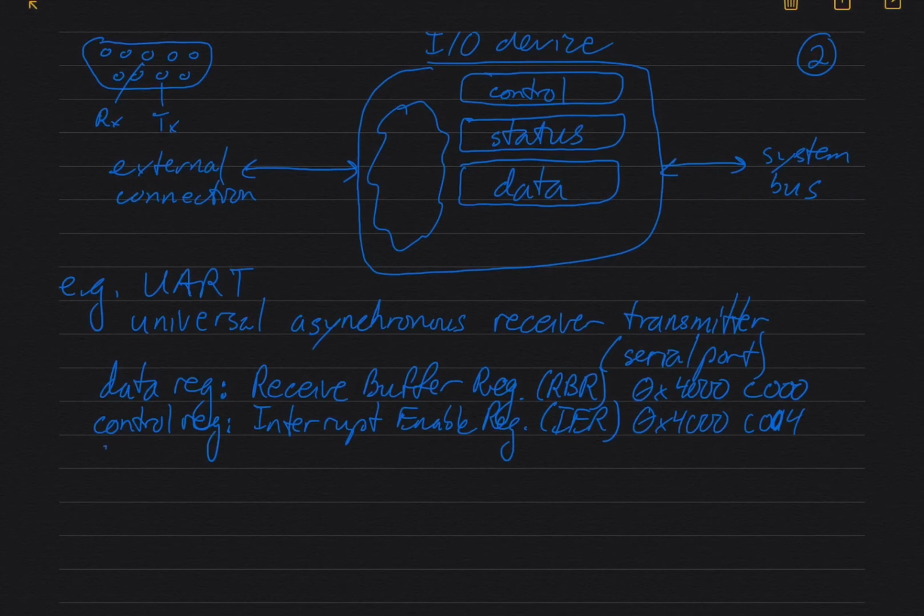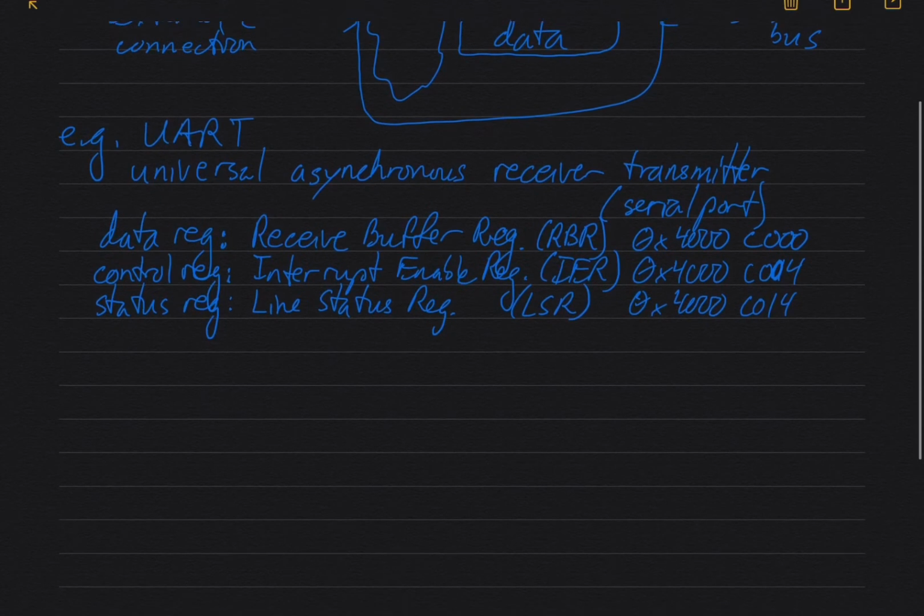Okay, and then an example of a status register on this UART is called the line status register, or you guessed it, the LSR, and that is at the address that I just tried to write above, so 4000C014. Okay, this UART, in its interface, there's somewhere in the neighborhood of 20-30 registers, so even though it's a simple I/O device, the interface is still complicated enough. We're just going to focus on a little bit of it.